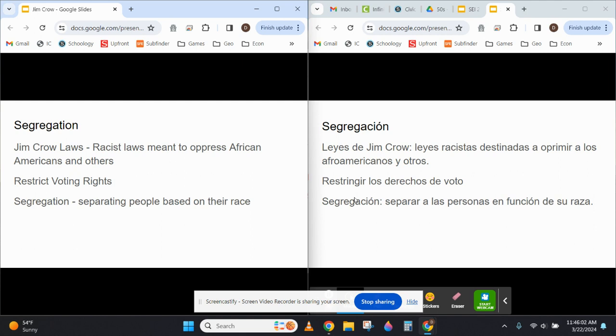The other way Jim Crow laws affected people was something called segregation. Segregation means to separate. When we talk about it here in the United States, we're talking about how people of different races were separated. Different bathrooms, different schools, different sides of the bus, whatever it is, based on your race. These are the two major categories of Jim Crow laws, and you can see how negative and harmful they are.